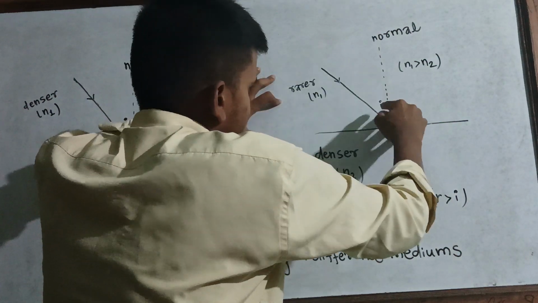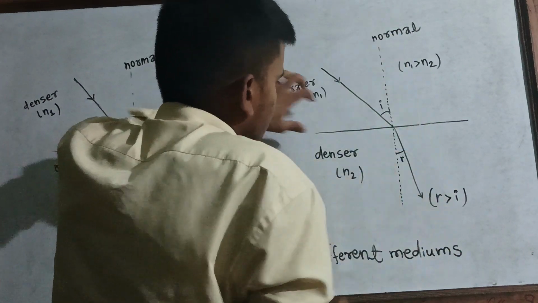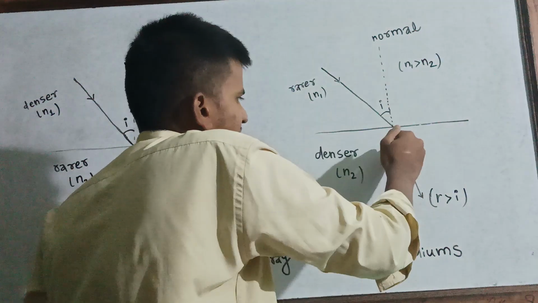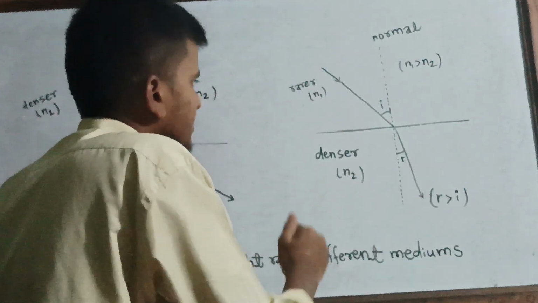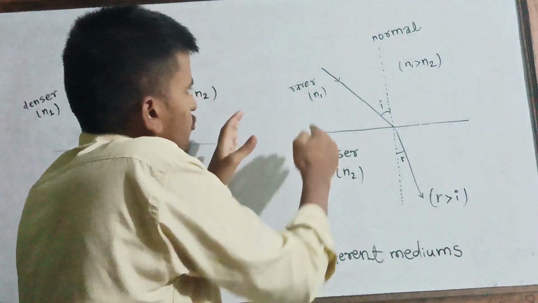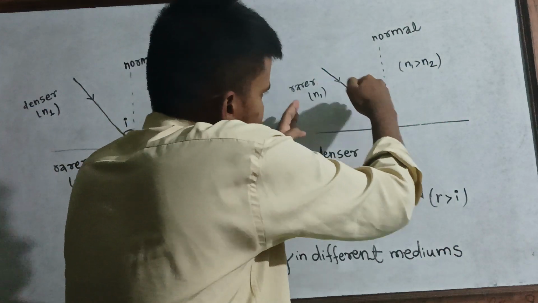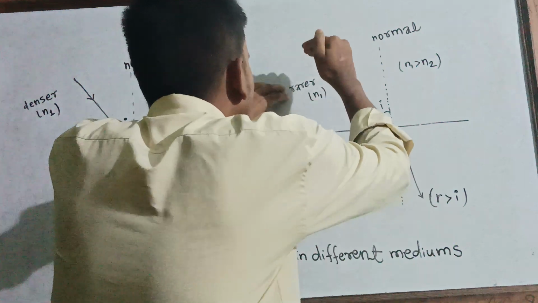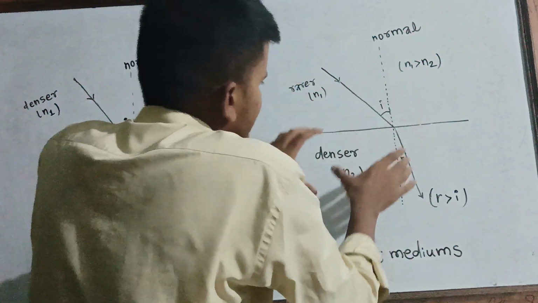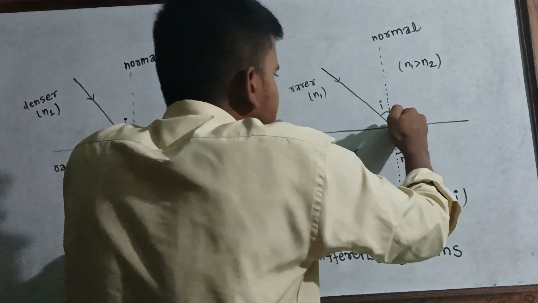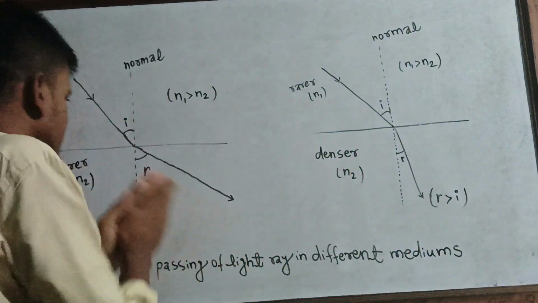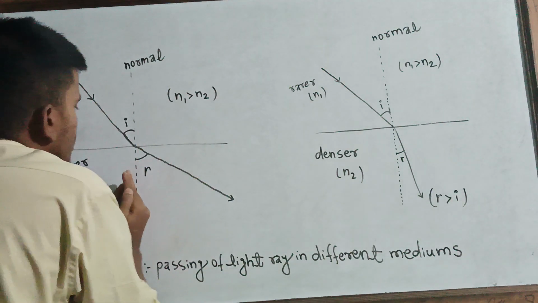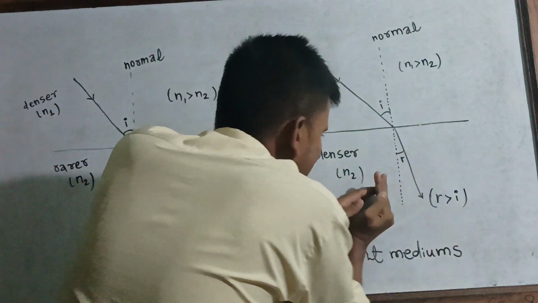The angle of incidence with the normal is I, and this angle R represents the angle of refraction. Now see what happens: when the light ray is passing from the rare to the denser medium, it bends towards the normal. But when it passes from denser to rare, it moves away from the normal.